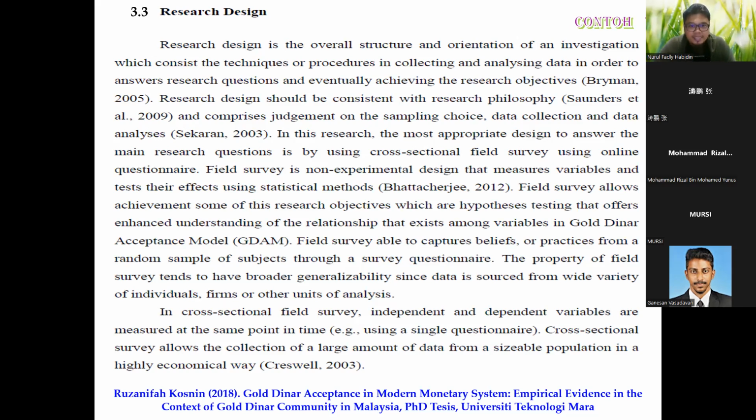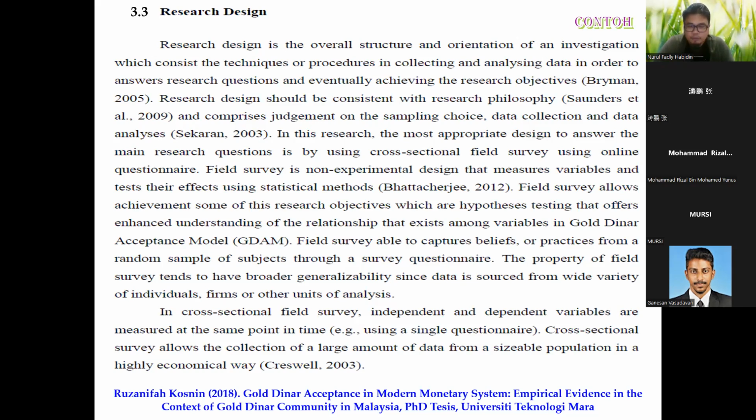Field survey is non-experimental. In quantitative research, when people say experimental, it's experimental. If non-experimental, it is straightforward, represented by the survey. If you are actually using a survey, it means that you use the non-experimental approach. Okay. Next, field survey allows achievement of the research objective and hypothesis.